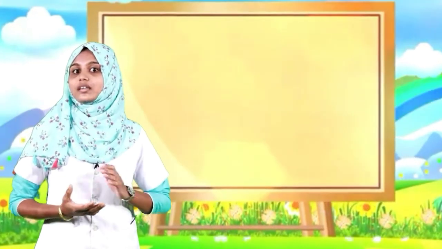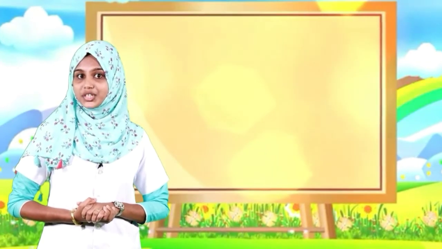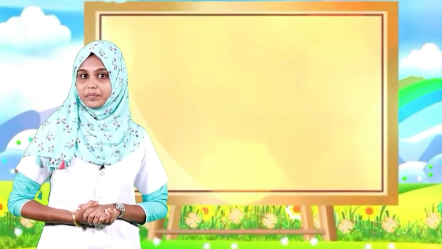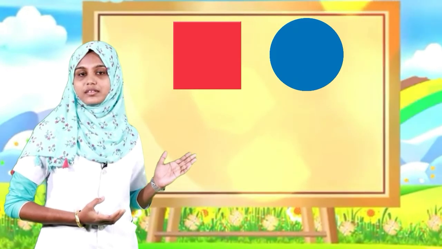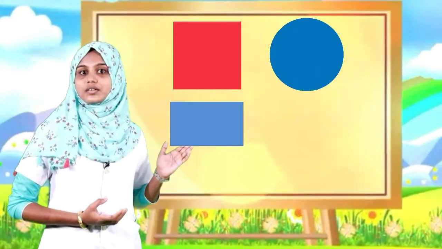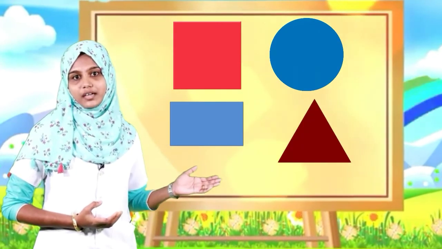So children, now we have learned four shapes. What are they? Square, circle, rectangle, and triangle.